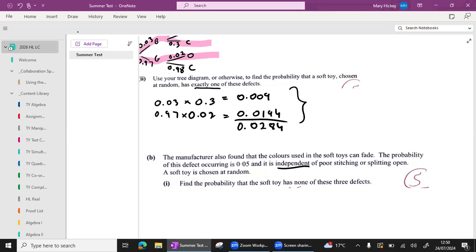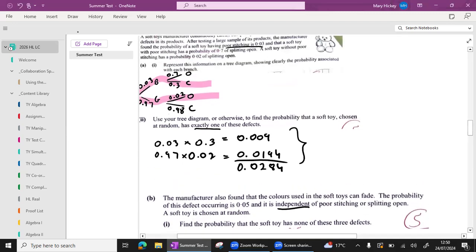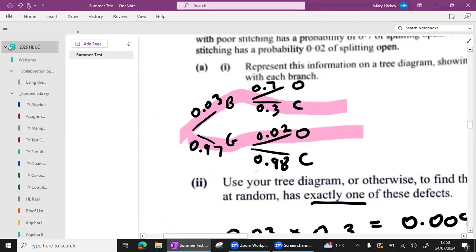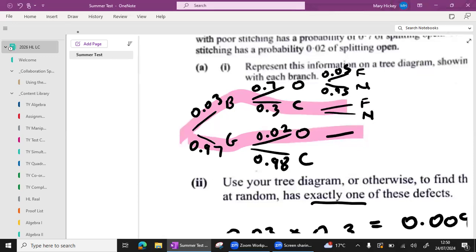So we're going to have to go back up and include the color in our tree diagram. So the probability of the color fading is 0.05. So not that high. So fade or not. 0.05 that it could fade. So that means 0.95 that it's not going to do that. And that's going to be the same for each one, because this is not conditional. This is independent. What happens before, the stitching and the opening, have absolutely nothing to do with the fading.